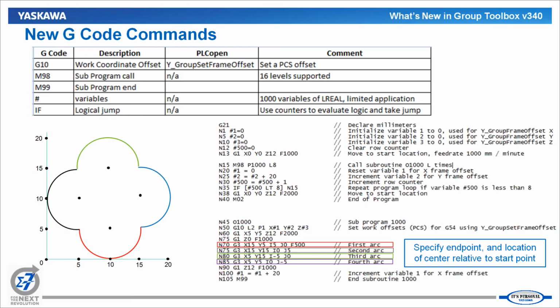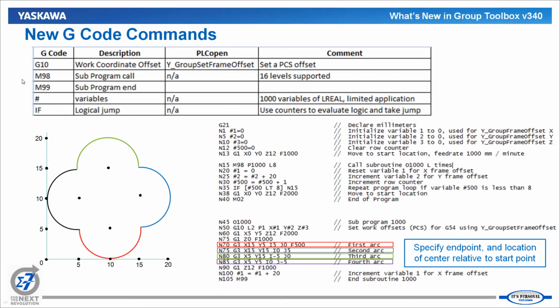And let's take a look at a few more new features in version 3.4.0. We've added several new G-code commands. The first one here, G10, a work coordinate offset. We've changed the behavior of it internally because now with firmware version 3.4.0 we have support for PCS offset using the group set frame offset function block. So now this is used internally, and it allows more flexibility in doing part coordinate systems than we had before.